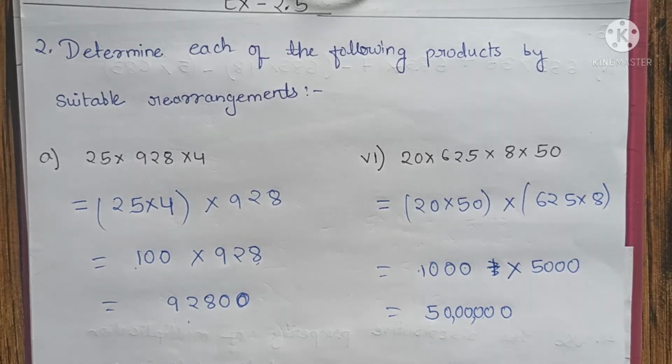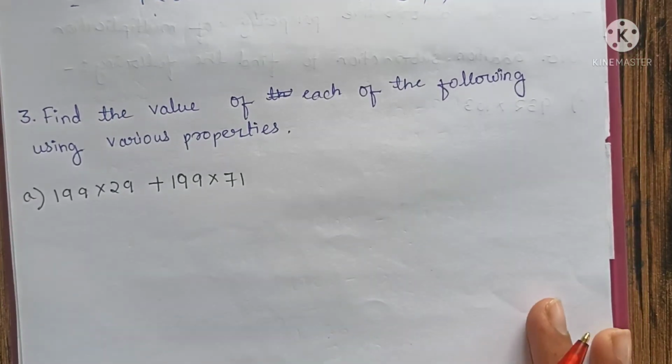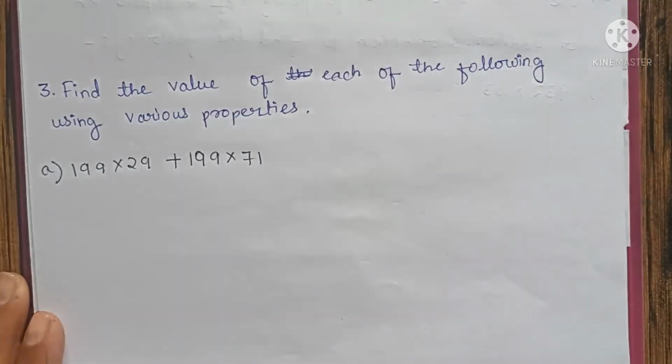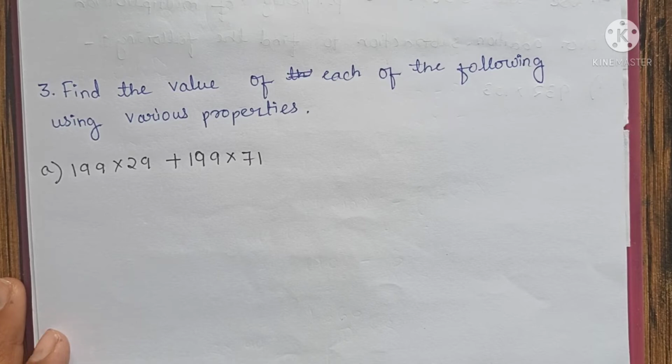Now let us move to question number 3. Find the value of each of the following using various properties. We have learned many different properties. Now we will apply it here. Here we have to apply the distributive property of multiplication over addition.